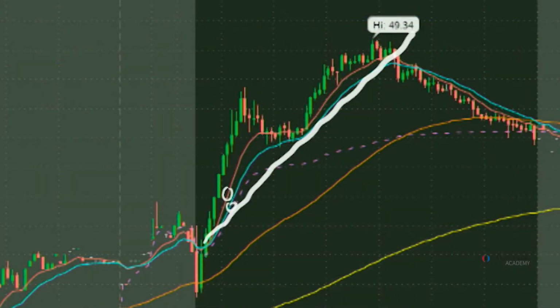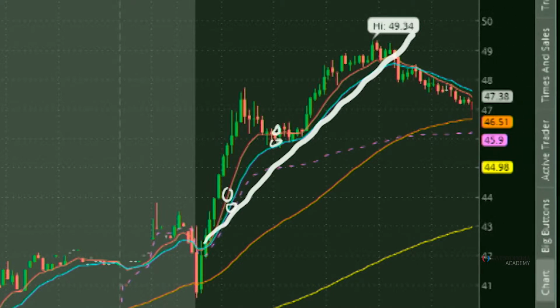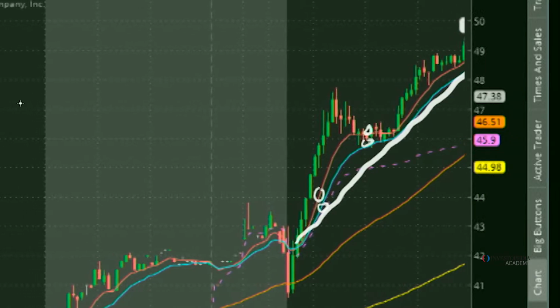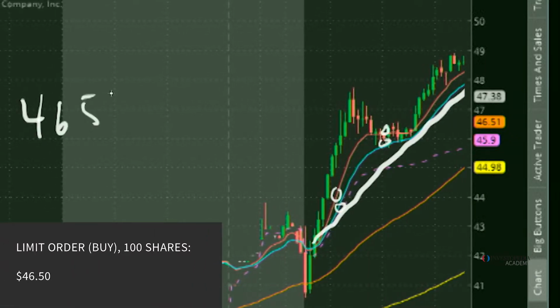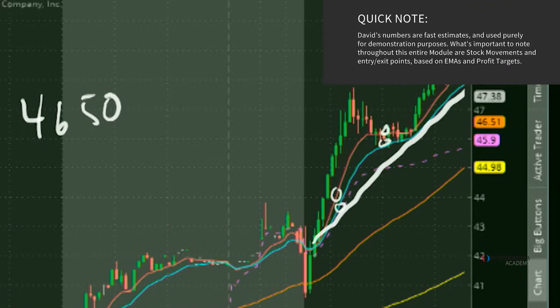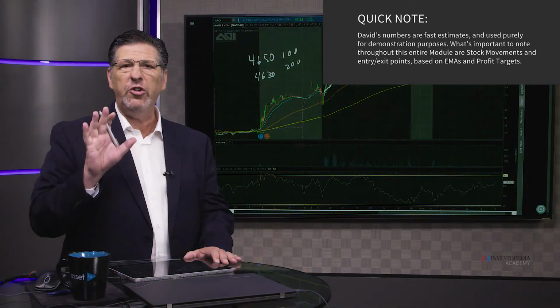So I'm going to show you the exact spot on the chart. If we look right here and right here, and this price is around $46.50. Okay, so the way we entered into this trade is we buy 100 shares when the stock hits our 9, and we buy 200 shares when the stock hits our 15 EMA. So we bought 100 shares at $46.50, and we bought 200 shares at $46.30. We have now entered into a full trend trade.